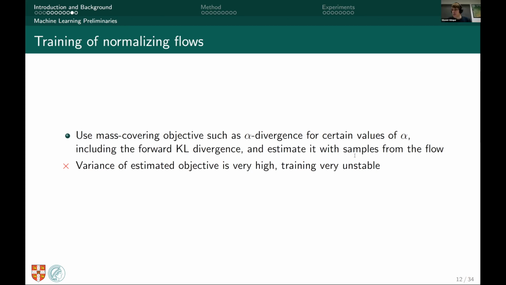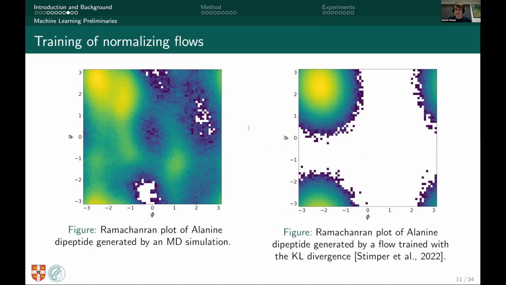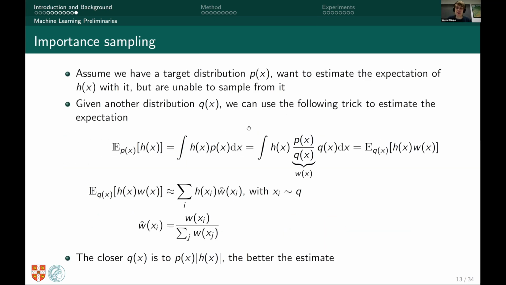Exactly, yeah. You could do forward KL divergence minimization. As I said earlier, this can be done with samples from the target, but can also be done with samples from the flow. But then you basically do importance sampling, which is a nice keyword because that's exactly what I wanted to mention next, for those who don't know what importance sampling is.